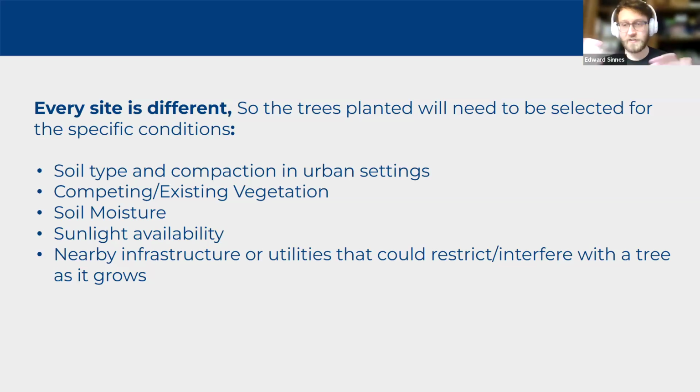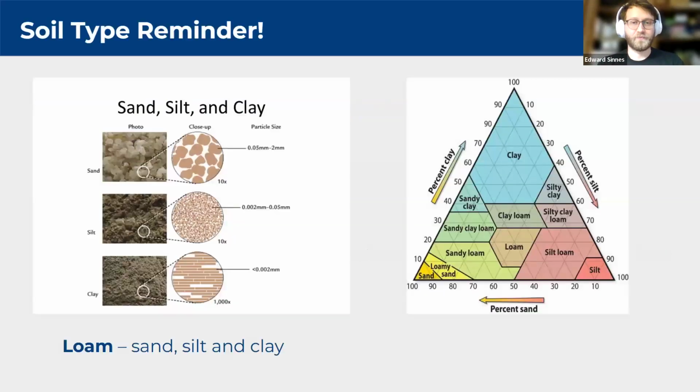How much sunlight does it have? Just like with gardening, we're looking at hours of sunlight. And what are nearby infrastructures? And not only what are those nearby infrastructures, but will it interfere as it grows? Remembering that our trees might be put in the ground only a foot tall, but if everything goes to plan, 100 years later, how big is that canopy going to get?